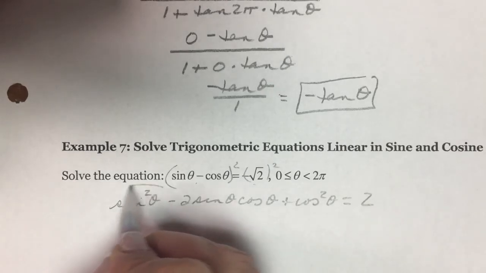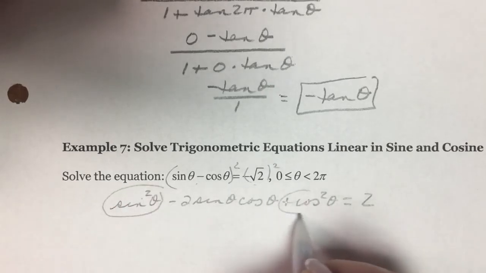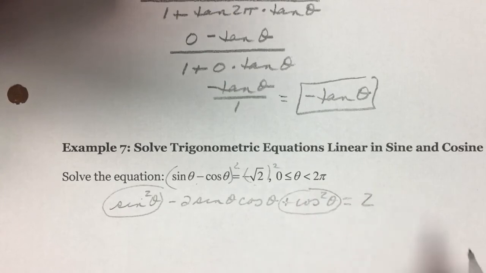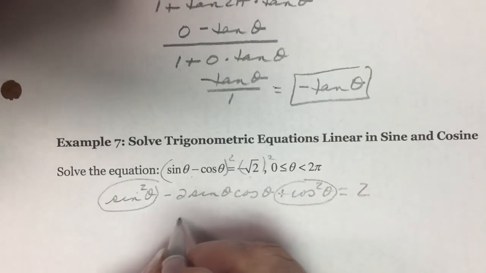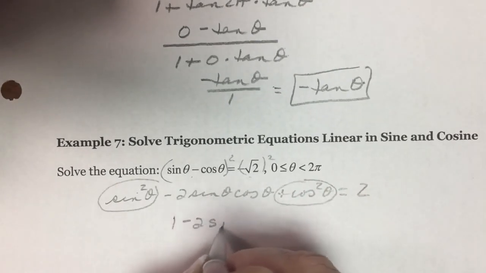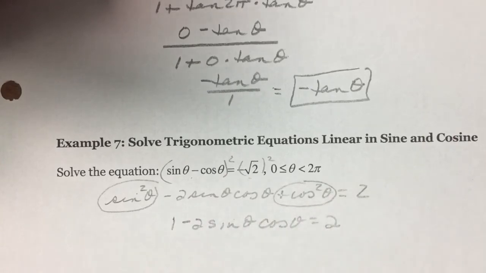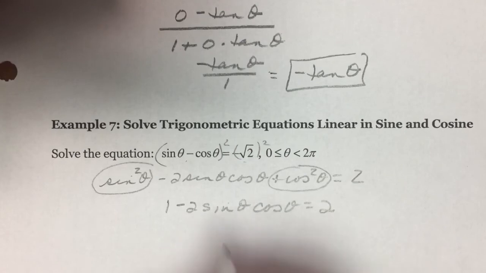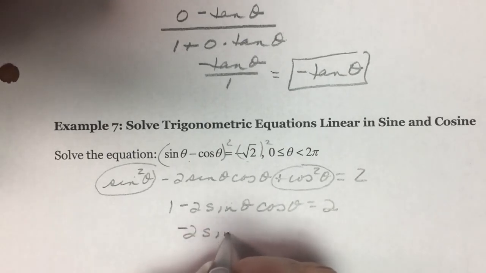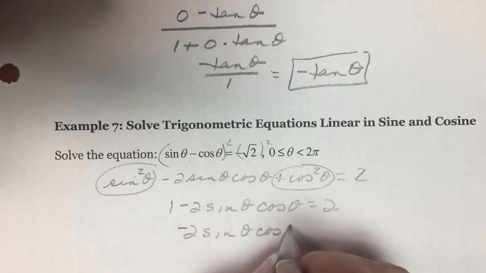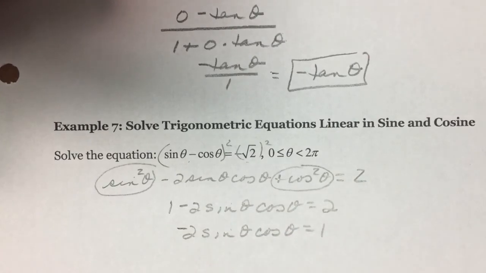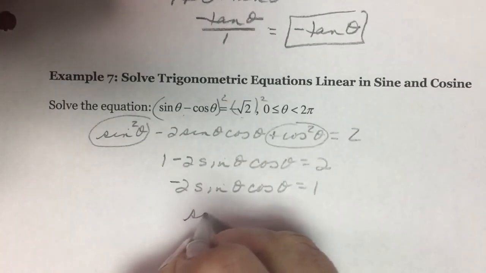Well, look, here I have a sine squared theta plus cosine squared theta. What is sine squared theta plus cosine squared theta equal to? It's simply equal to 1. So I made a substitution of 1 in there. Let's subtract the 1. And let's divide by negative 2.